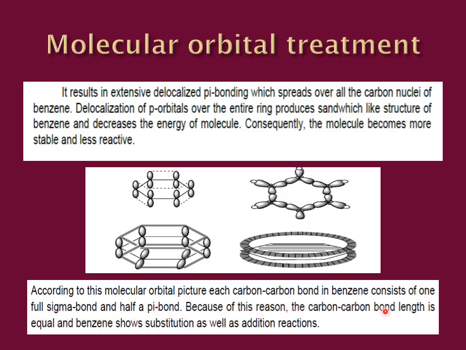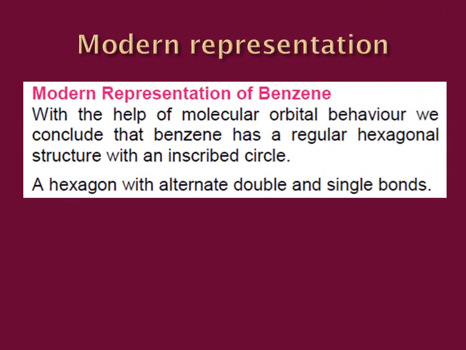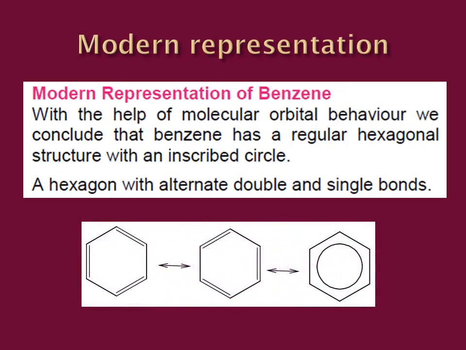Students, the conclusions can be drawn from the molecular orbital treatment. With the help of molecular orbital behavior, we conclude that benzene has a regular hexagonal structure with an inscribed circle, rather than a hexagon with alternating double bonds and single bonds. So this is the modern representation of benzene, that we can represent it either in the Kekulé structures or as the Robinson structure.